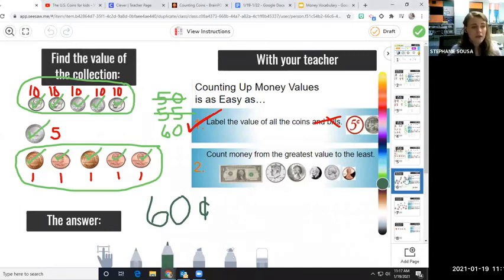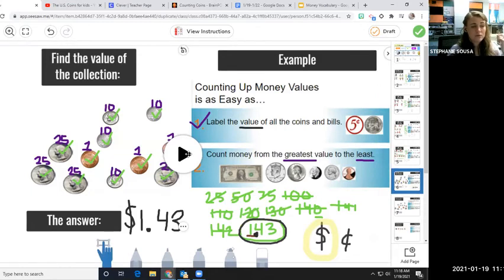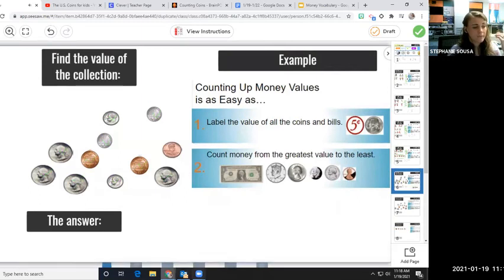All right. Slide 6 is going to take a look at what happens when you have more than $1. Okay, more than $1. Please listen. Here's what happens when you have more than $1. Listen and look. Together, we're going to find the value of this collection of coins. Step number 1, label the value of all the coins. I'm going to practice not moving around the coins because sometimes that's not an option. And I'm going to label the coins where they are.